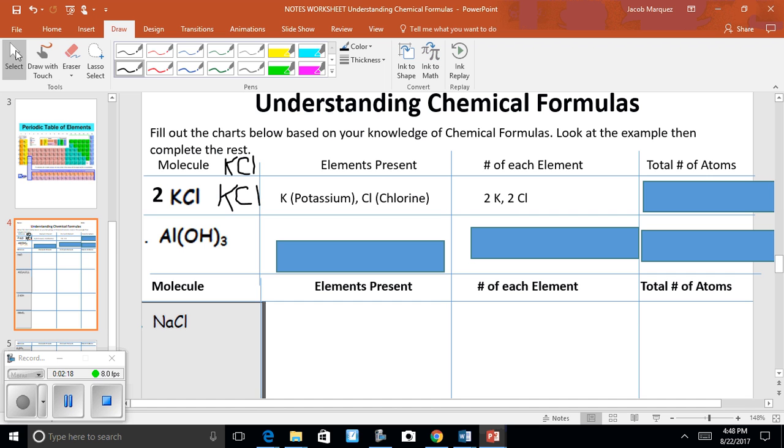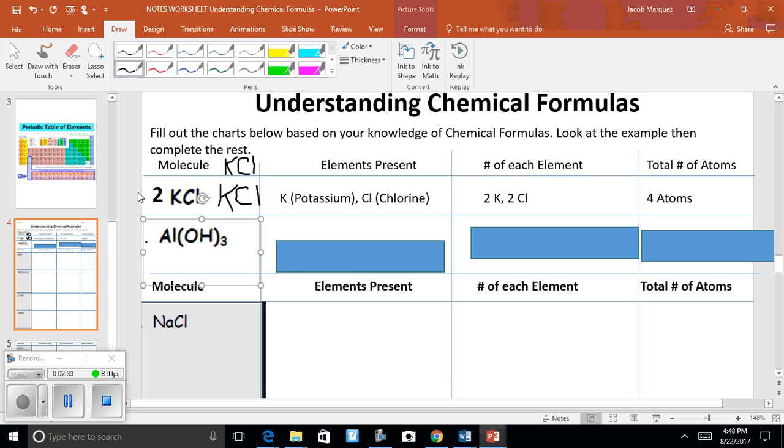All right. Now, what's the total number of elements that I have? The total number of atoms. Well, I have 1, 2, 3, 4 atoms present. So I have 4 atoms. Okay. Now let's look at this next example here.